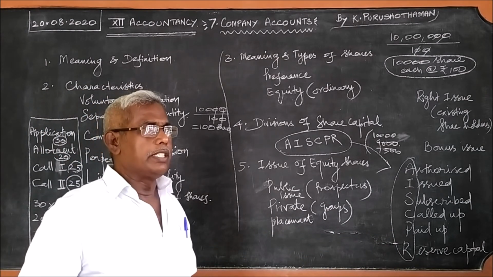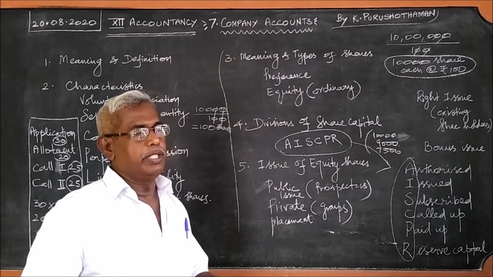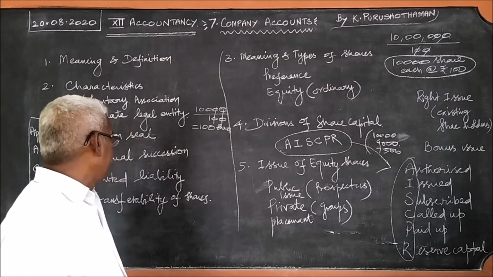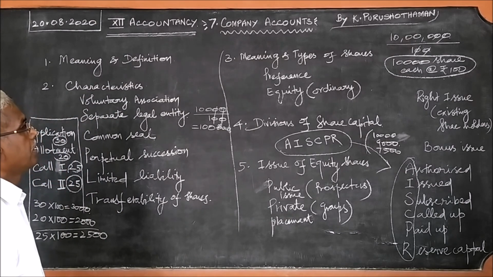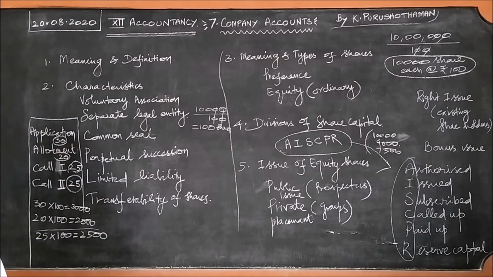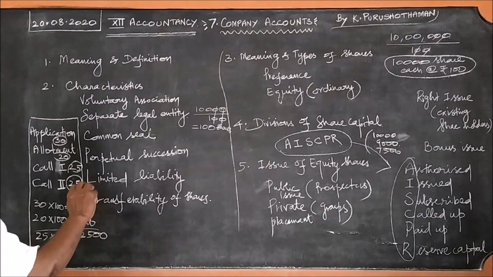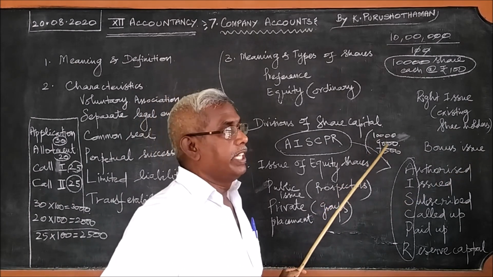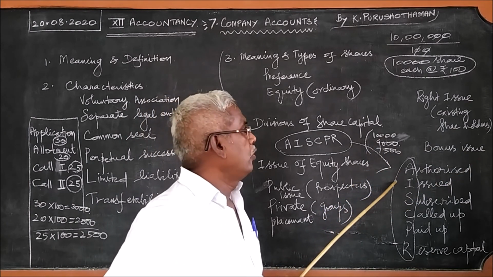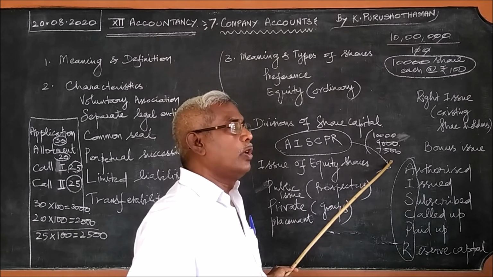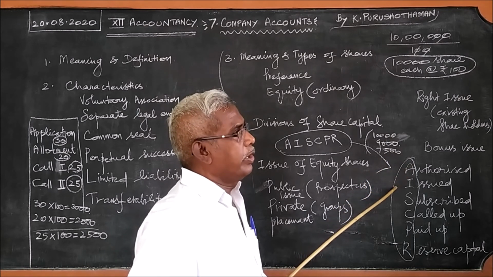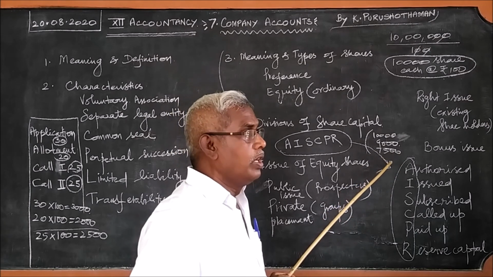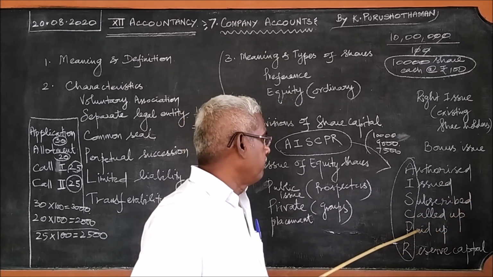Then after receiving the call, the subscribers or the shareholders will try to pay. Say there are 7,500 shareholders, out of which 7,000 shareholders may pay and 500 shareholders might not pay. So those 7,000 shareholders have paid the capital now, which is called paid up capital.